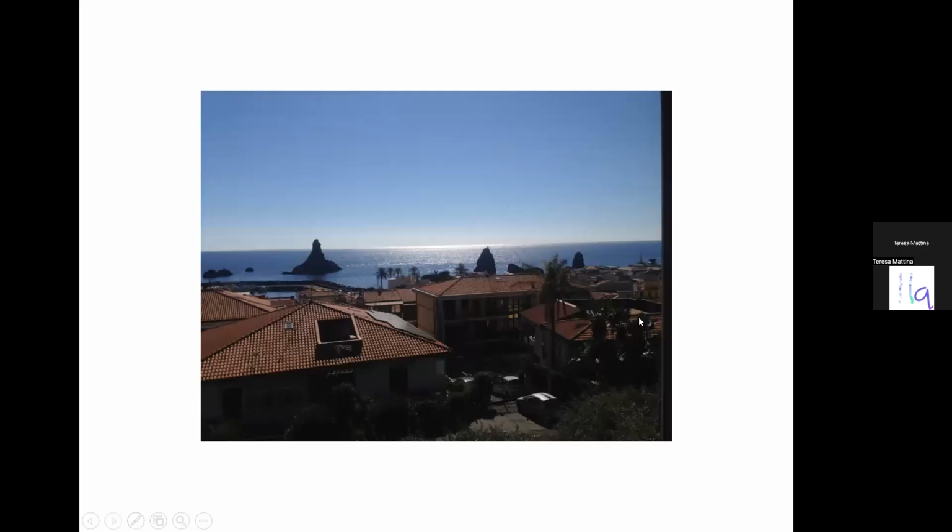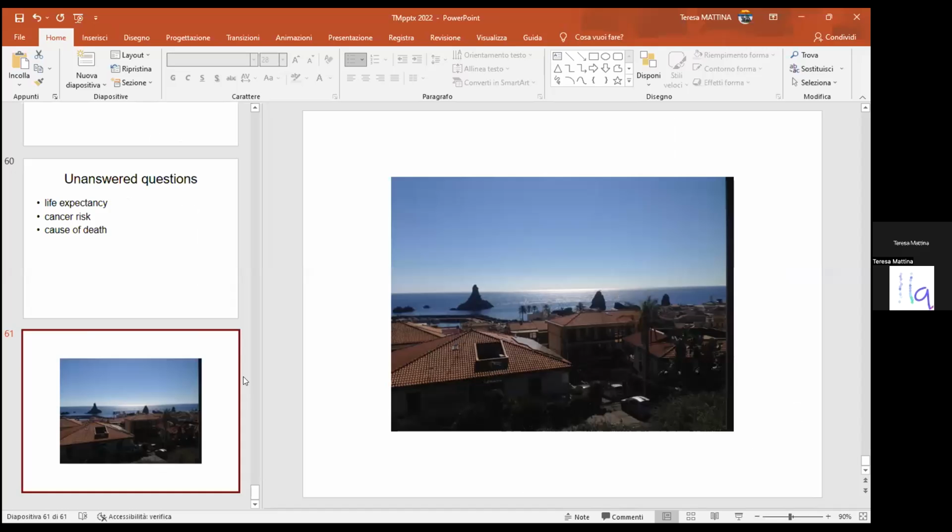This is the landscape from my window. I want to share it with you. I have finished my presentation. It has been shorter than expected. Okay.